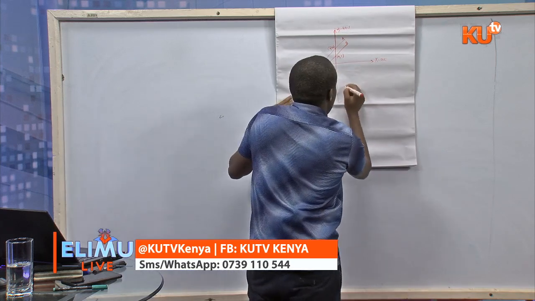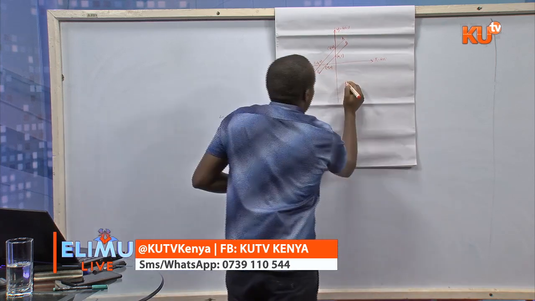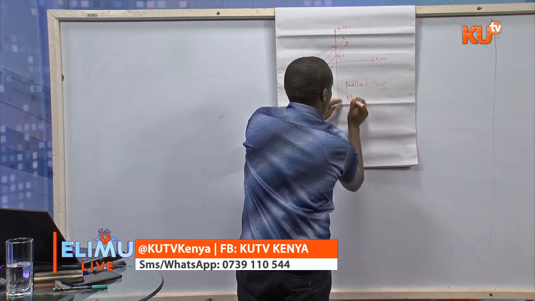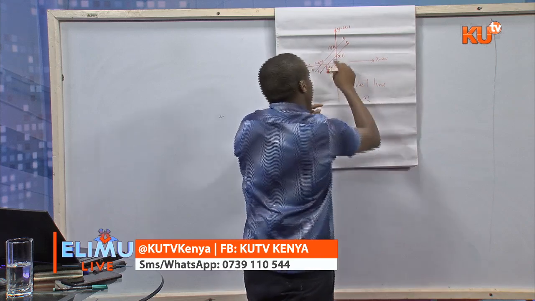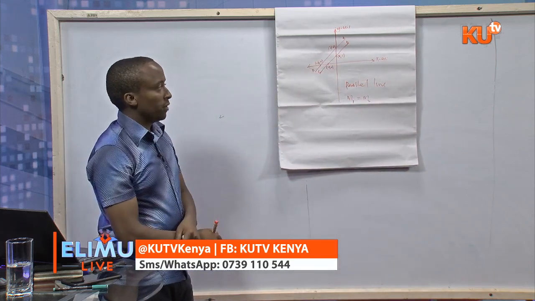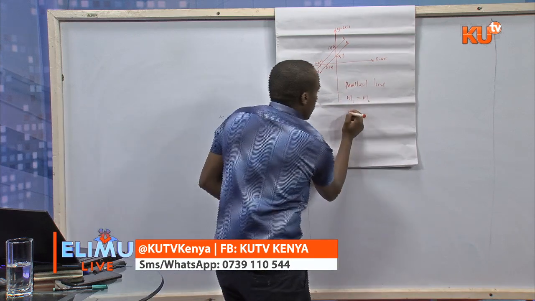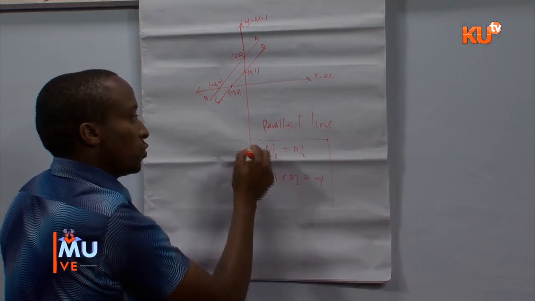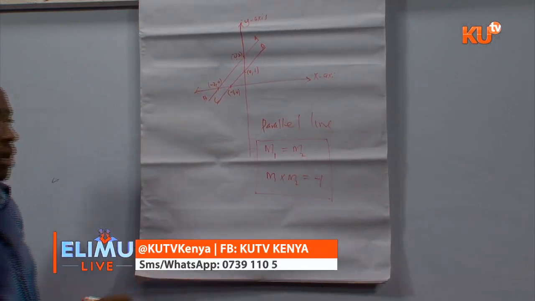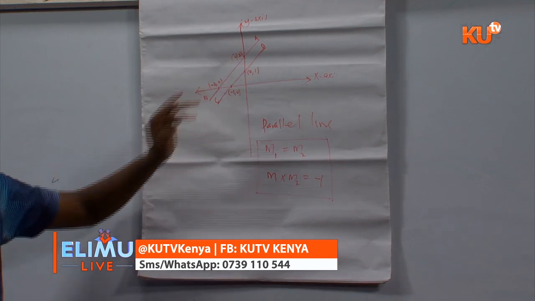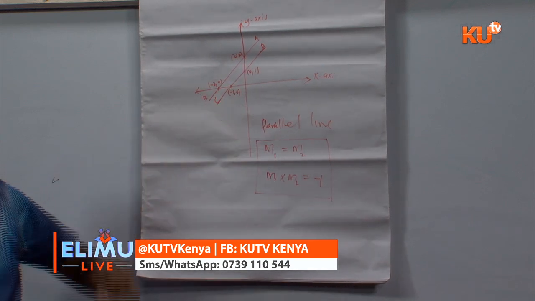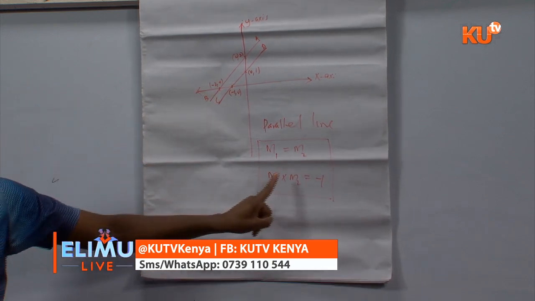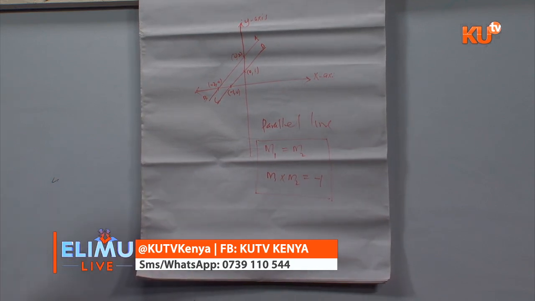So for parallel lines, M1 is equal to M2. The gradients of these two lines must be equal. For perpendicular lines, the product M1 multiplied by M2 is equal to -1. This is a concept I want you to take home today: two lines that are parallel to each other have the same M1 and M2, but lines that meet at 90 degrees have a product of gradients equal to -1.